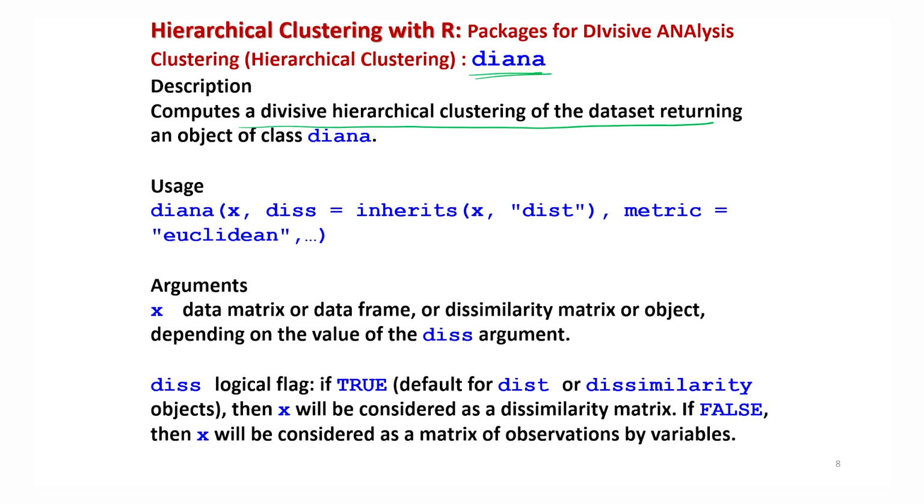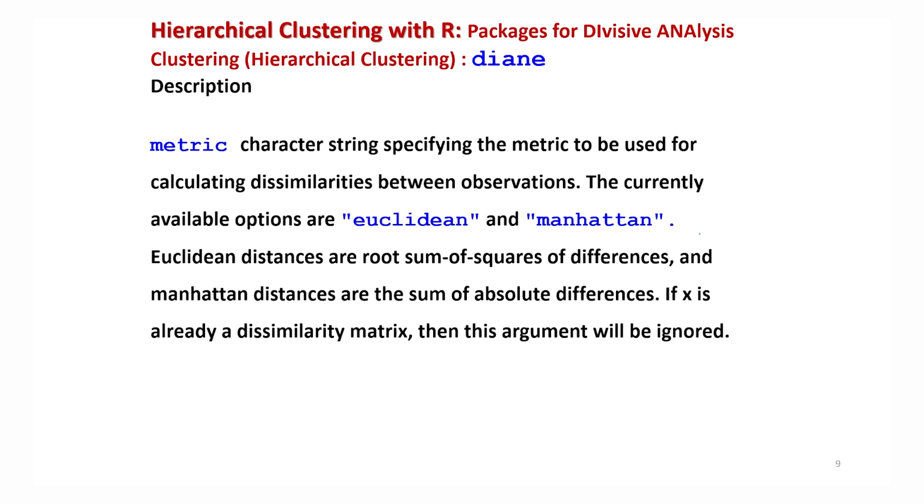The next command here is diana, D-I-A-N-A, and this computes divisive hierarchical clustering of the data set. Its usage is like this: you use the command diana, all in lowercase, then x, which is the same as earlier, a data matrix, a data frame, or a dissimilarity matrix depending on the value of this argument, which is also the same as earlier, a logical flag. If this is true, then x will be considered as a dissimilarity matrix. If false, then x will be considered as a matrix of observations by variables. Similarly, the metric has the same interpretation as earlier: it can take the value either Euclidean or Manhattan.